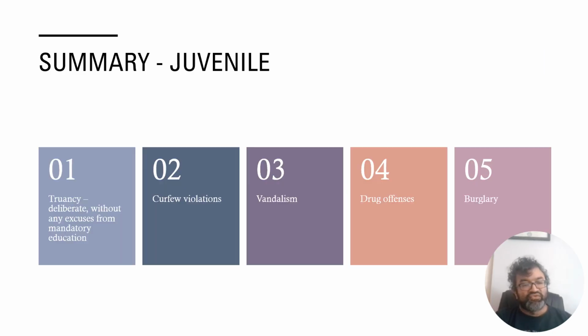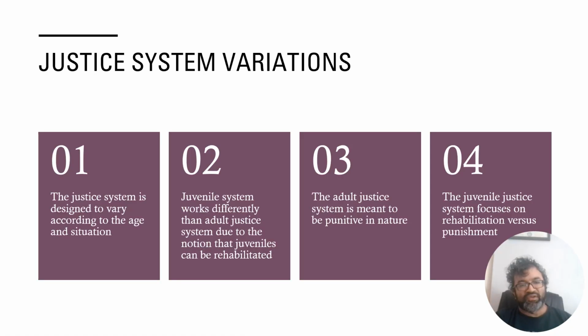So here they are. Truancy means to deliberately, without excuses, shirk mandatory education. Of course, there are curfew violations that are potentially there. Vandalism, that's something, especially in the COVID-19 pandemic when a lot of teenagers didn't have the social outlets that they usually have. Of course, drug offenses, that's something that in neighborhoods with higher drug activity makes this more of a potential cause. And then burglary, that's one of the common causes.